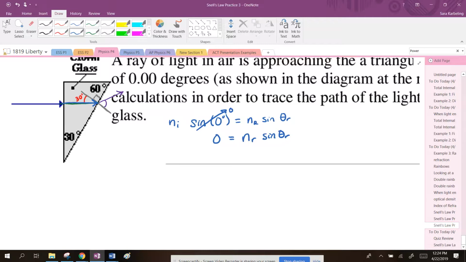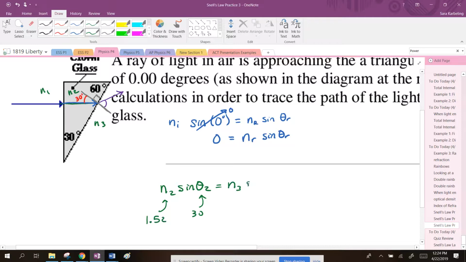So that's all we're talking about is n. This is the first one, the second one will be n2. So we call this n1, n2, n3. This is going to be n2 sine theta 2. That's 30. And this is crown glass, 1.52? Is that what we were just doing? Okay. Is equal to n3 sine theta 3. n3 is 1.0. And that's what you're looking for.